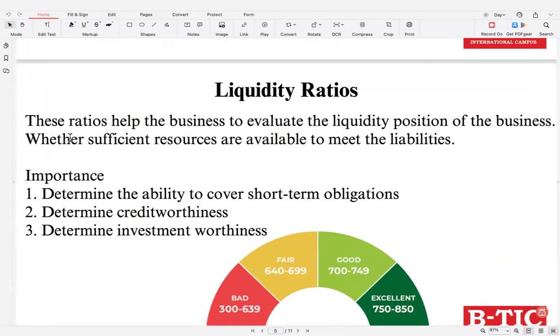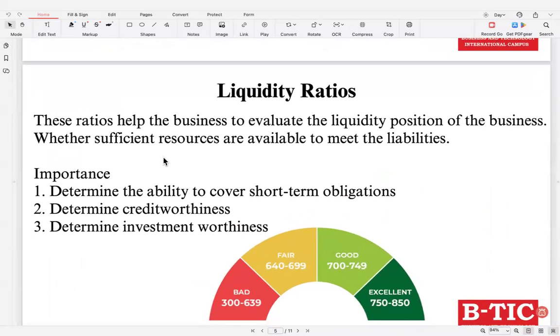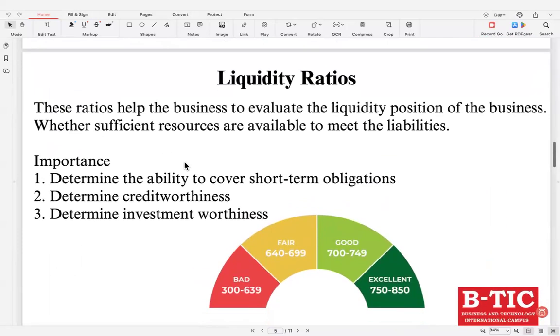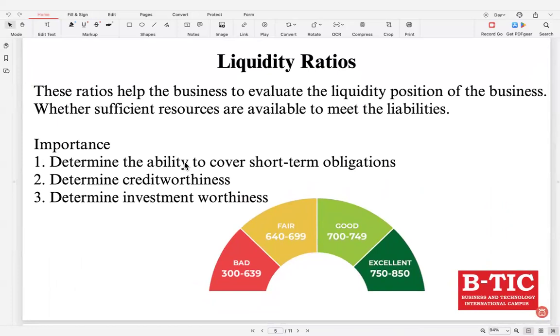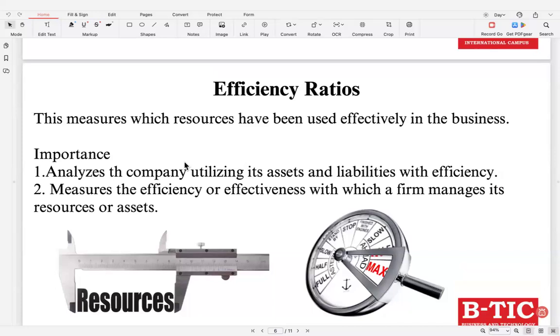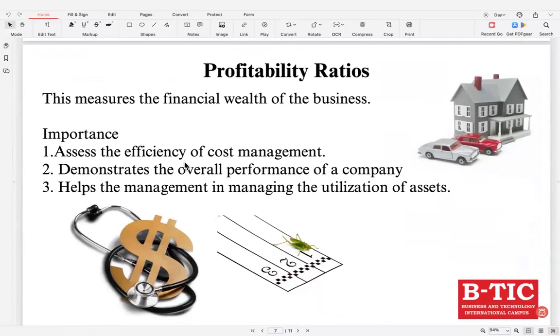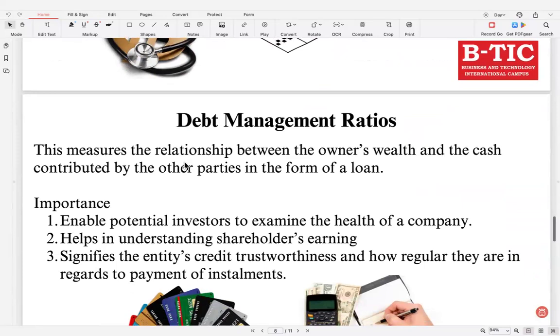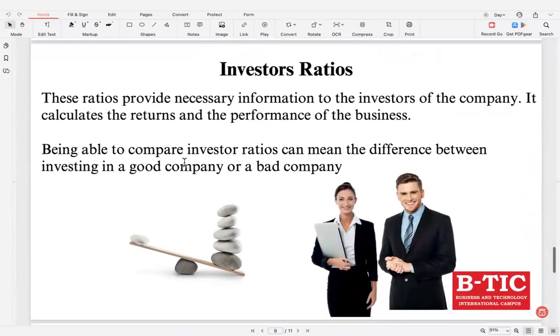Liquidity ratios help businesses evaluate the liquidity position of the business. Here you find out whether sufficient resources are available to meet the liabilities, and liquidity ratios are mostly focused on short-term debt obligations. Efficiency ratios measure how effectively the resources are being used by the organization. Profitability ratios, obviously, measure the financial wealth of the business. Debt management ratios measure the relationship between the owner's wealth and the cash contributed by other parties in the form of a loan. And investors' ratios provide necessary information to the investors of the company. They calculate the returns and the performance of the business.